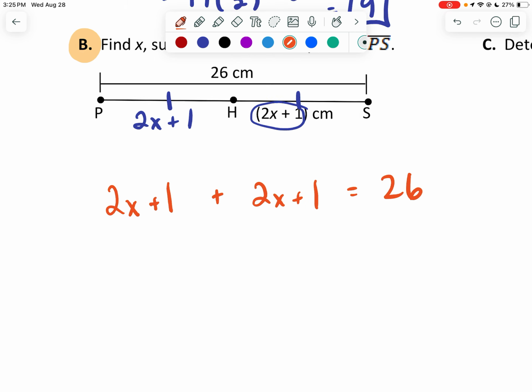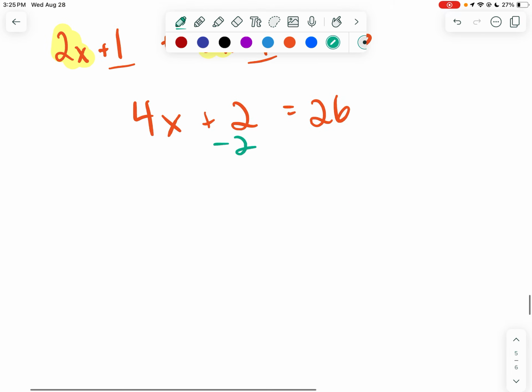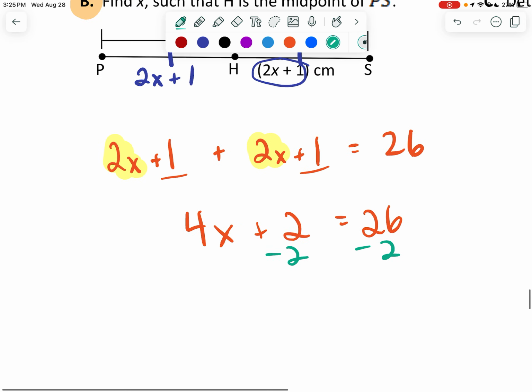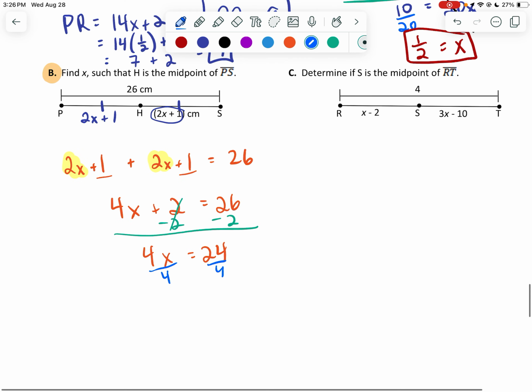Okay, so that should be your equation. 26 is the whole thing. Combine your like terms. 2x and 2x is 4x. 1 and 1 is 2. Minus 2 from both sides. Divide by 4. So final answer, we should get x is 6.